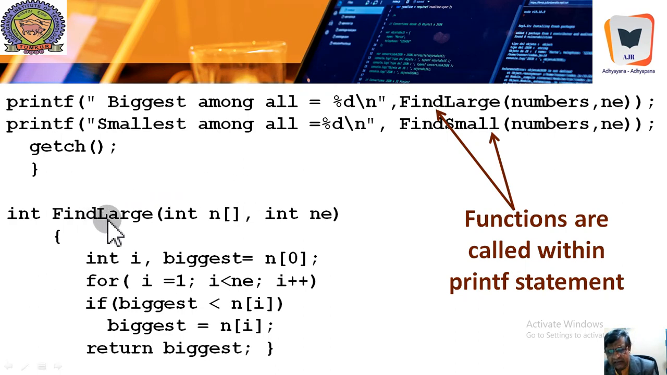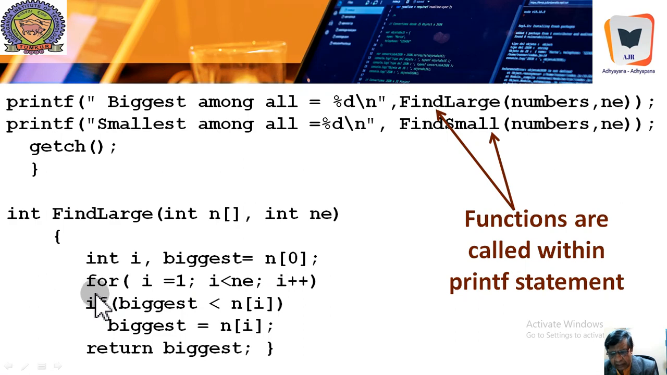So for integer find large, the function is defined, and here you can notice the name of the array is changed. There it was numbers and here it is n. So n becomes an alias for this particular array. Integer n is retained as it is. Integer I, biggest equal to n of 0. That means while we find the biggest element among all the elements in an array, we will assume the very first element to be the biggest.